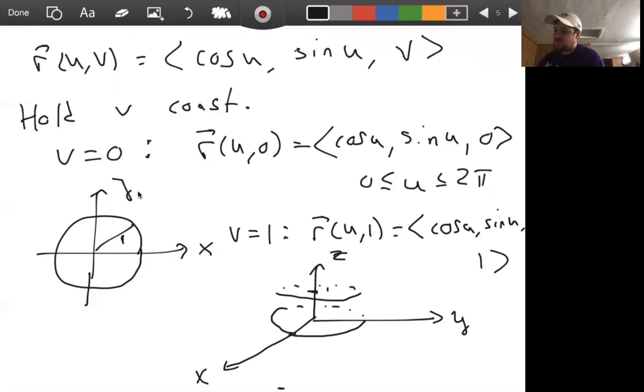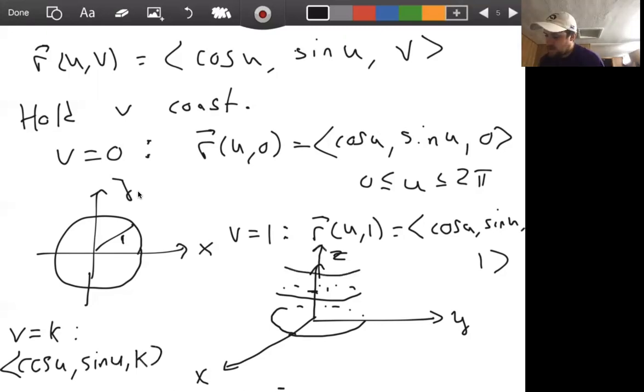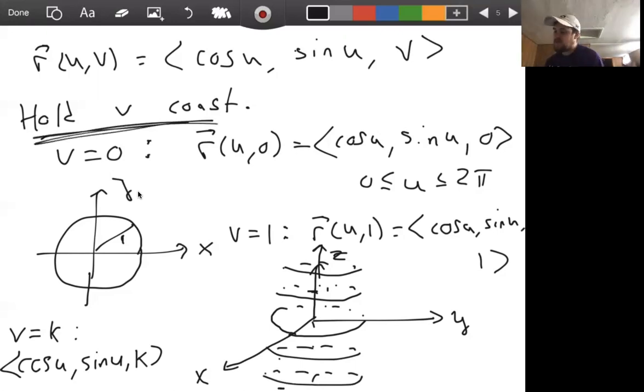And you can see as you change v here, for arbitrary v equals k, you're going to get the parameterization (cosine u, sine u, k), which means at height k, you have a circle of radius 1. Always, right? And now this is what we've obtained from holding v constant. We get this infinite stack of circles. Now let's see what happens when we hold u constant.